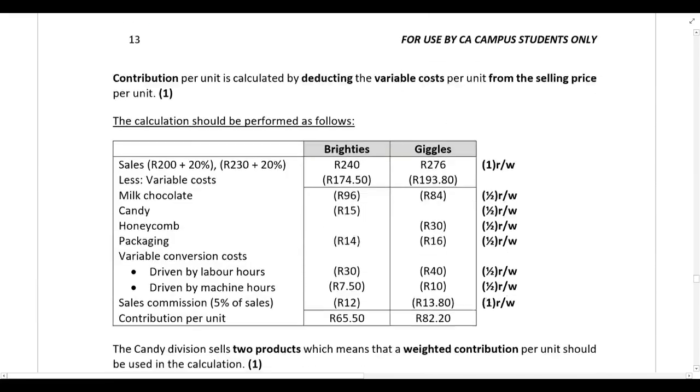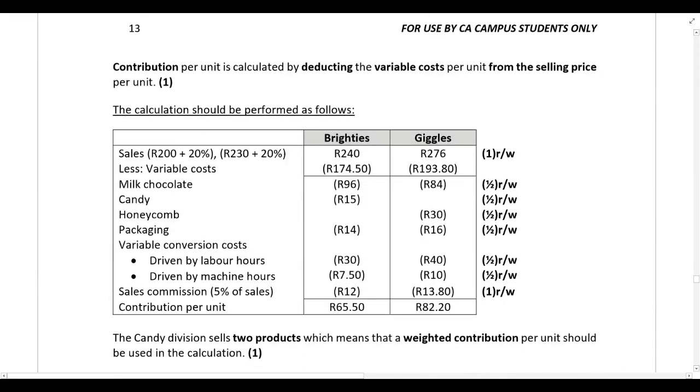Then we need to calculate the contribution per unit. So once again, guys, you need to explain, how do we calculate the contribution per unit? What is the contribution per unit? Contribution per unit is calculated by deducting the variable cost per unit from the selling price per unit. So you can see the calculation just below for both of the products. We are going to take the selling price per unit for both products. We are going to deduct the variable cost per unit, and that will give us the contribution per unit.